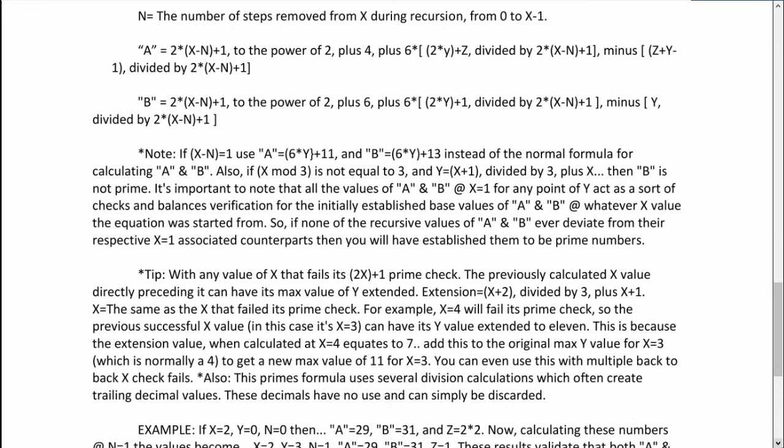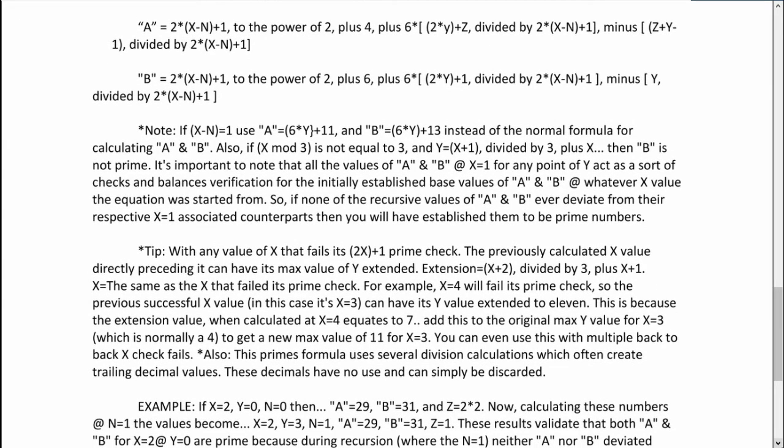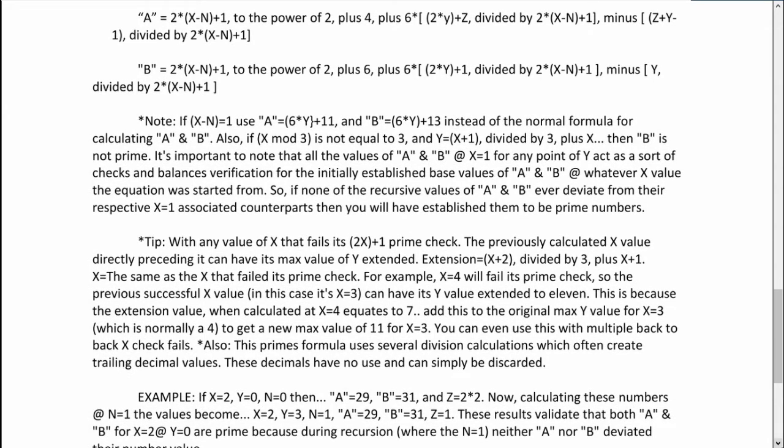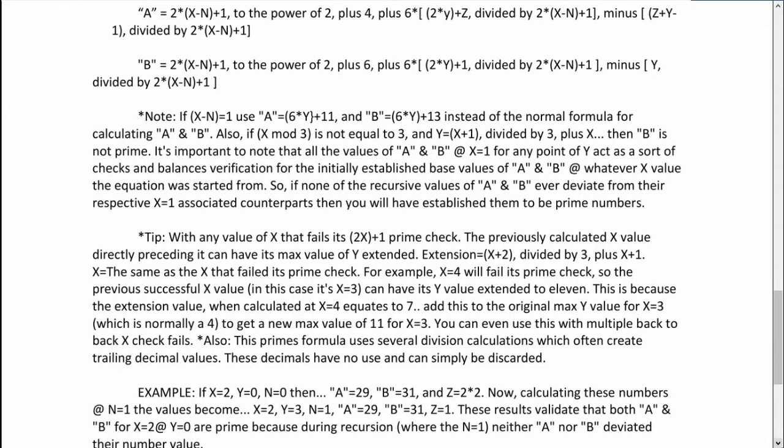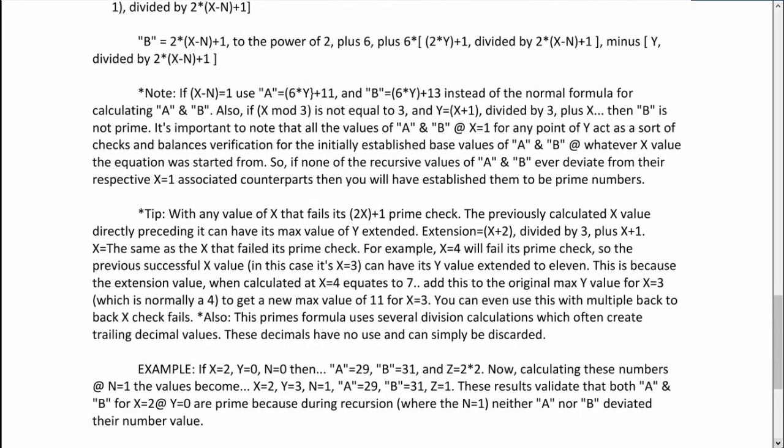B equals 2 times (x minus n plus 1) to the power of 2 plus 6 times 2 times y plus 1 divided by 2 times (x minus n plus 1) minus y divided by 2 times (x minus n plus 1). Note, if x minus n equals 1, use a equals 6 times y plus 11, and b equals 6 times y plus 13 instead of the normal formula for calculating a and b.